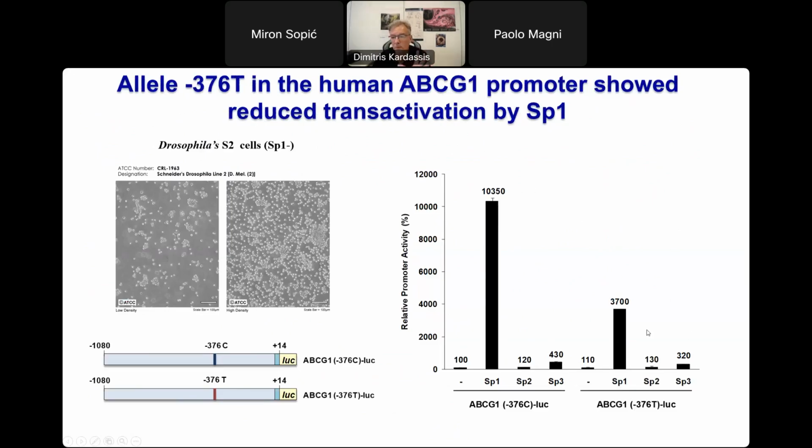So SP1 was, based on this data, a transcriptional activator of the ABCG1 promoter, and a mutation in this region affects the transactivation potential of SP1. It does not diminish it completely, because there may be other SP1 sites that are present, which can also work, but this reduction strongly indicates that this site is indeed an SP1 site.